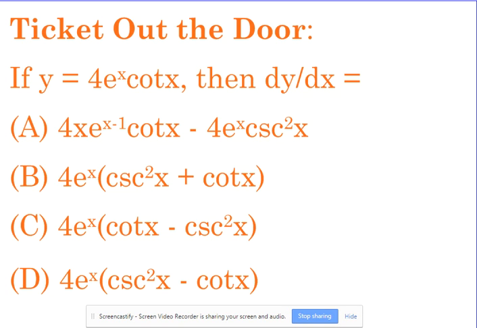Okay, here's another problem to practice, kind of a ticket out the door, multiple choice AP style question. So pause the video, see if you can do it, and then come back for the explanation.